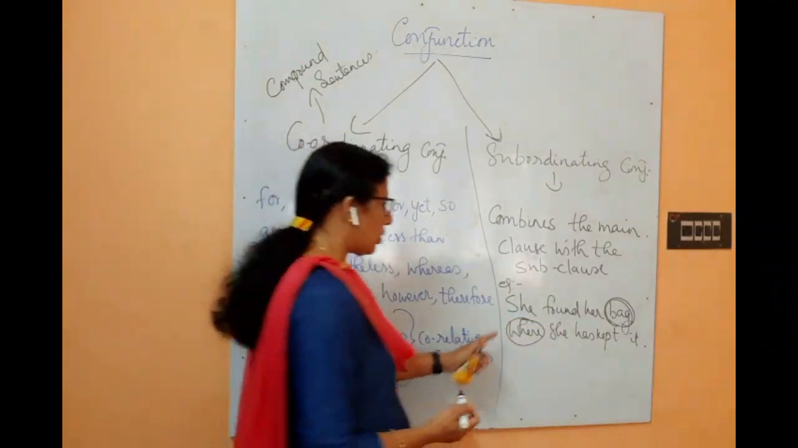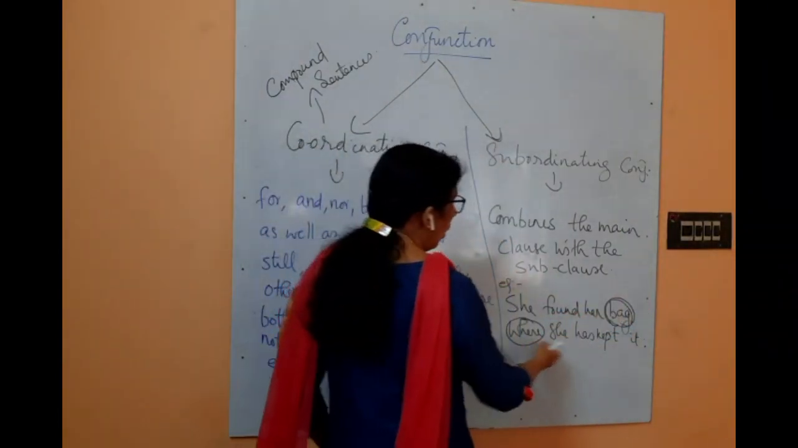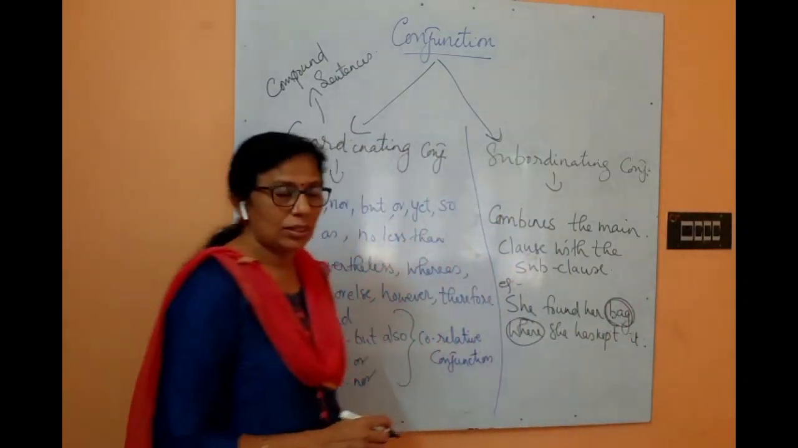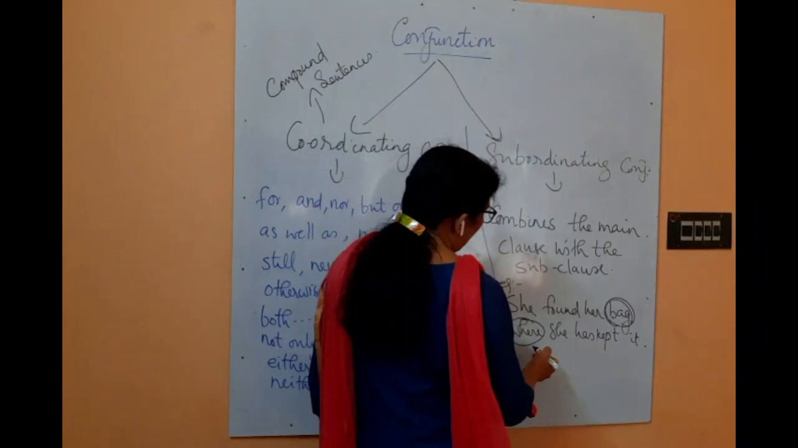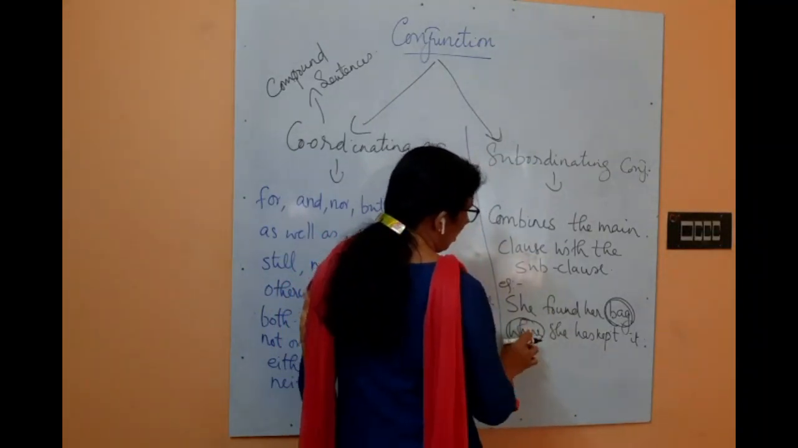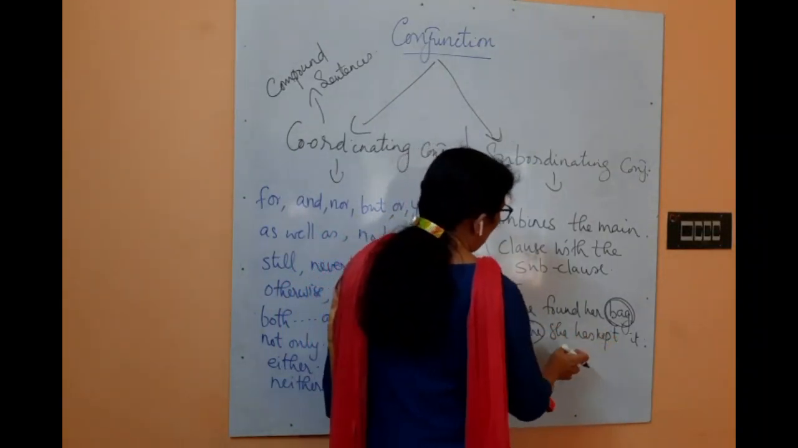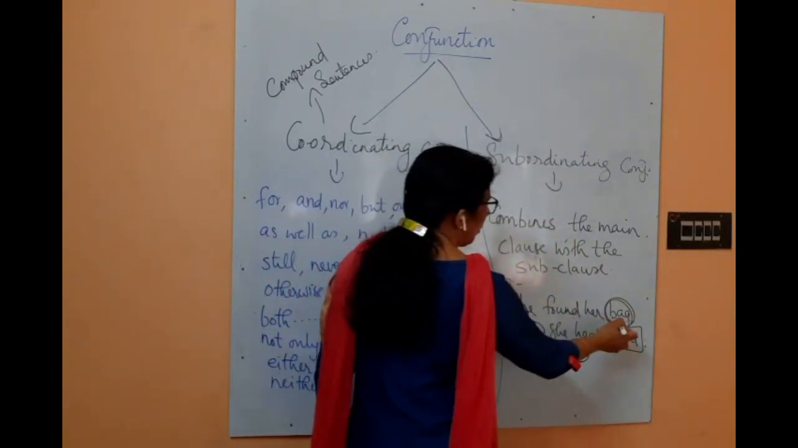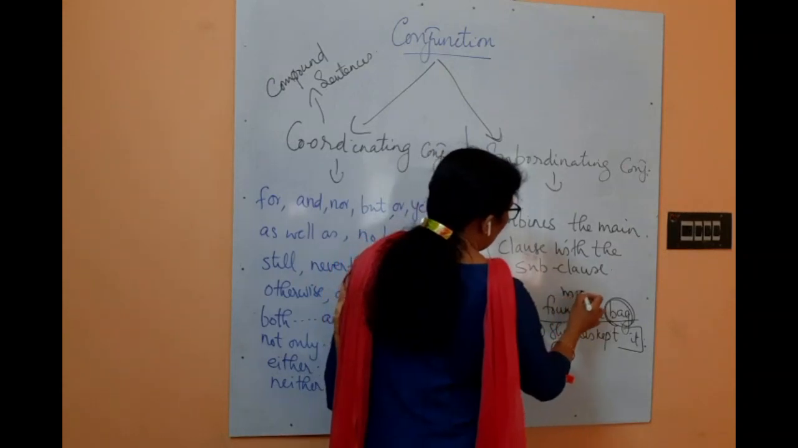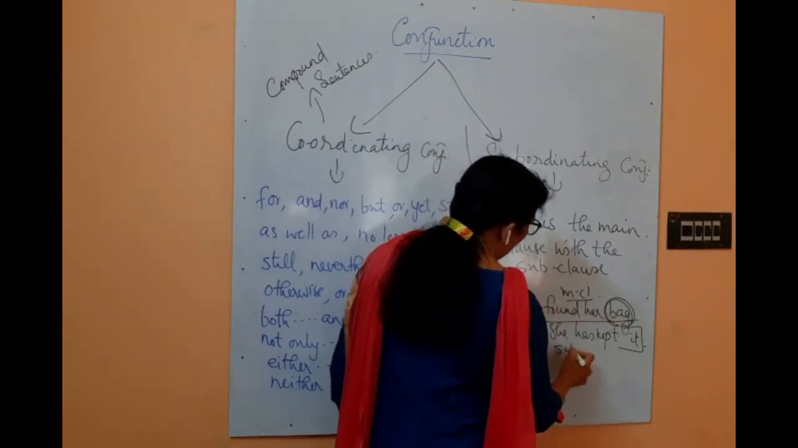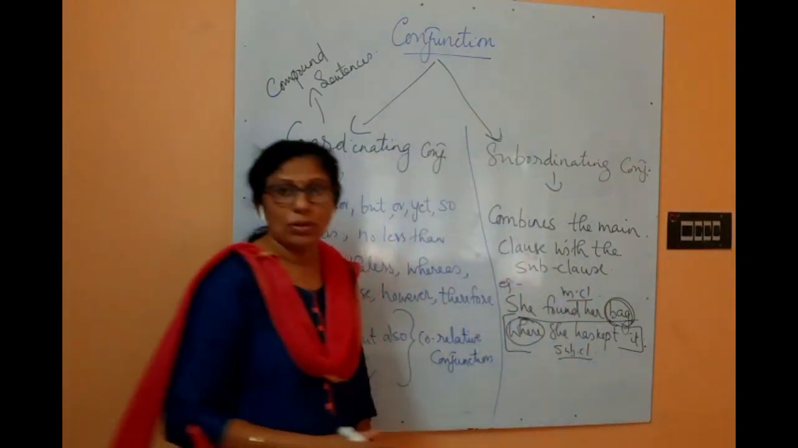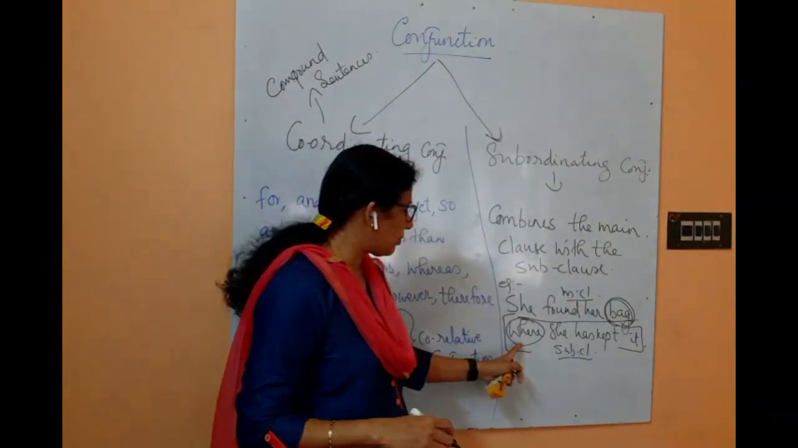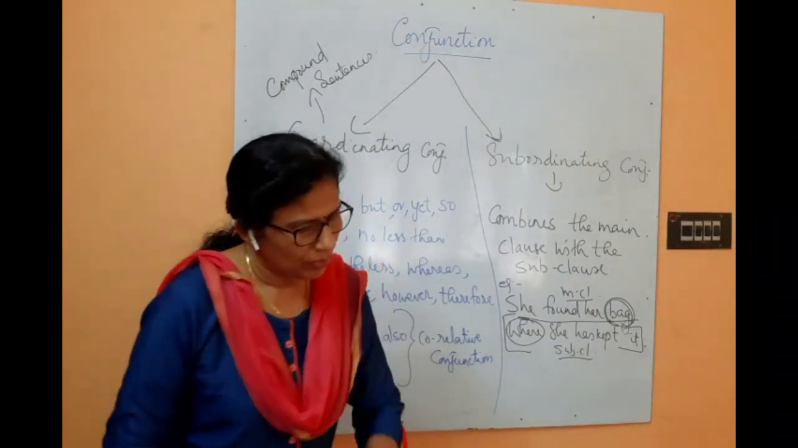Explanation of the noun: she found the bag. Where? What is the speciality of the bag? Where she has kept it. So here this word is a conjunction which we use to combine the main clause with the subclause. Here this is the subclause and she found her bag is the main clause. Understood? Main clause and subclause are joined with the help of a conjunction here.